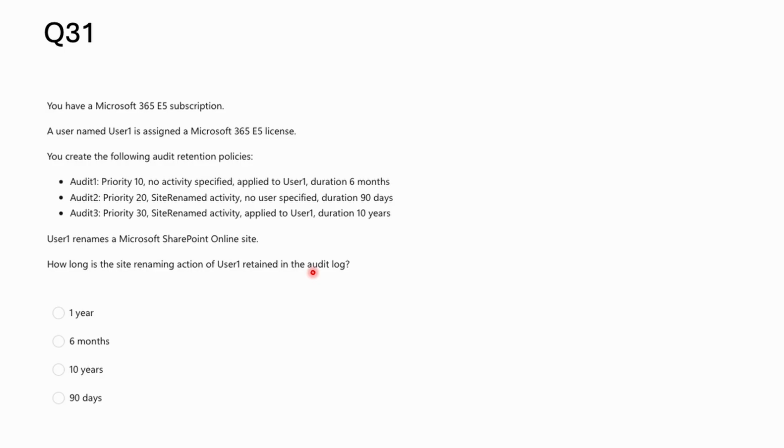Now audit 2 has the next highest priority and it is for site renaming and such activities. So the audit log for user 1 renaming the SharePoint Online site is retained as per the second audit rule, which is 90 days. So the right answer is going to be 90 days. That's the reference from Microsoft that you can explore, and the right answer is 90 days.